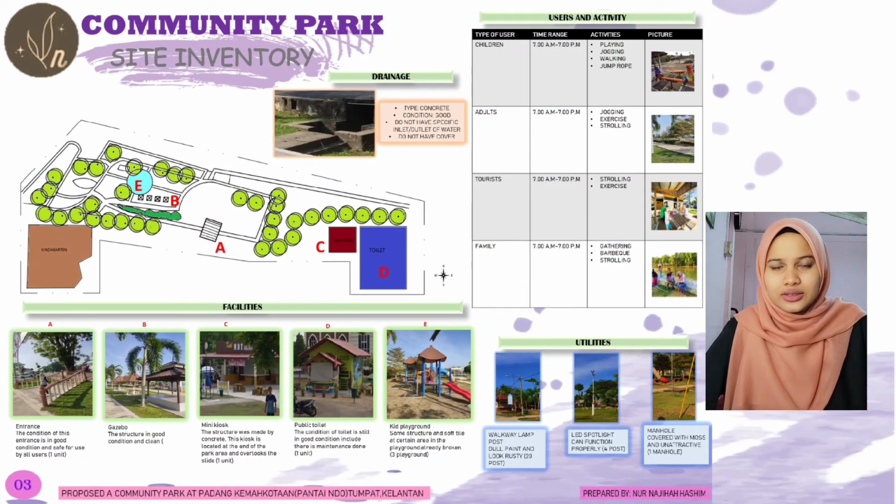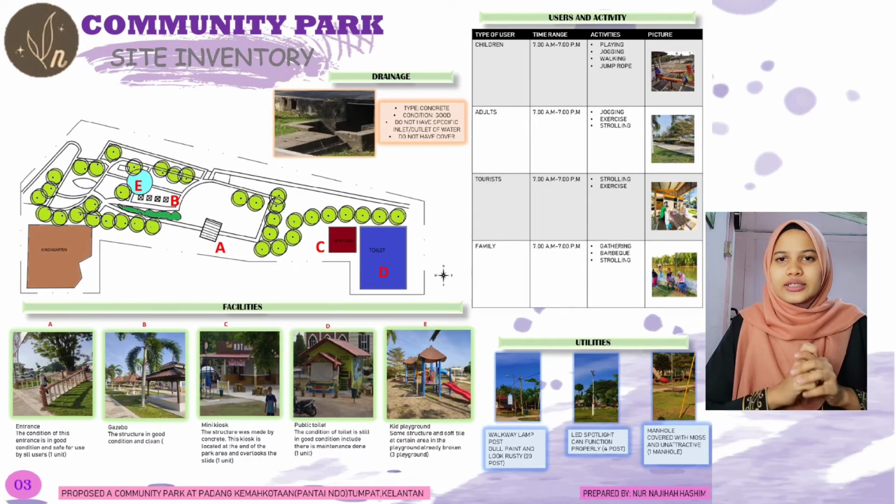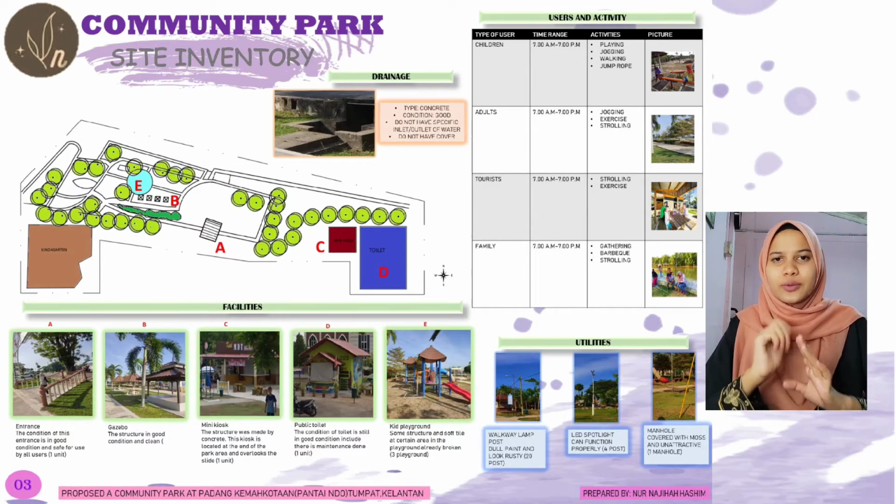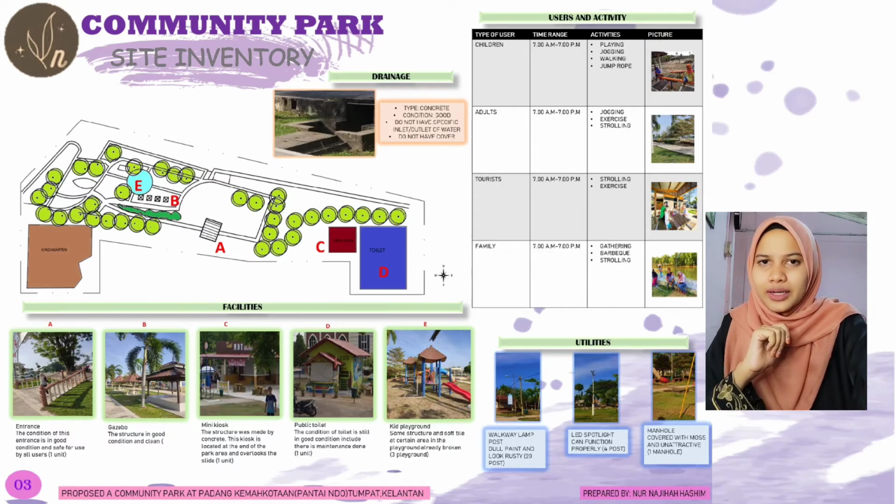Next, I will talk about utilities. The first one is the walkway lamppost, and it has dull paint and looks rusty. There are 20 lampposts at the park. Next is the LED spotlight. It can function properly. There are 4 LED spotlights at the park.